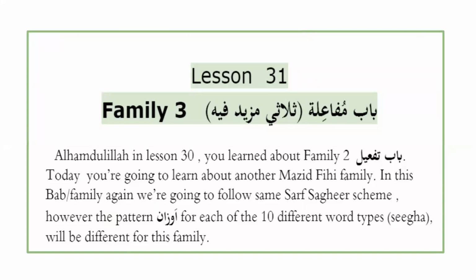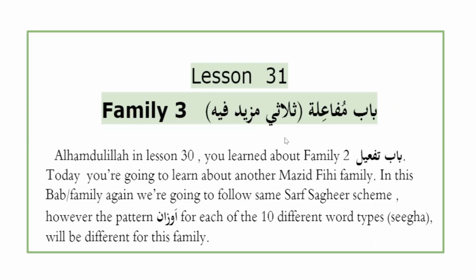previous lesson, lesson 30, you learned about family 2, which is Bab Taf'il of Sulasi Mazid Fihi. Let me tell you the names of these families, like Bab Taf'il, Bab Mufa'ala, Bab Tafa'ala. These names are here because the masdar coming from family 2 is on the pattern of Taf'il. Ta'aleem, allama yu'allimu ta'aleeman. So ta'aleem, taf'eel. So the masdar pattern is taf'eel. That's why this family is called Bab Taf'il.